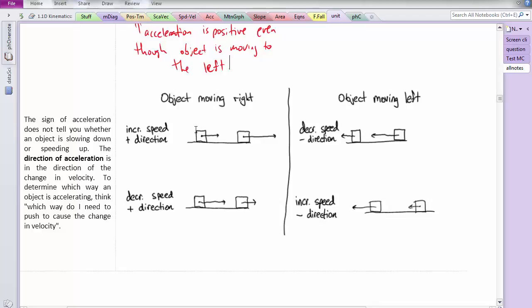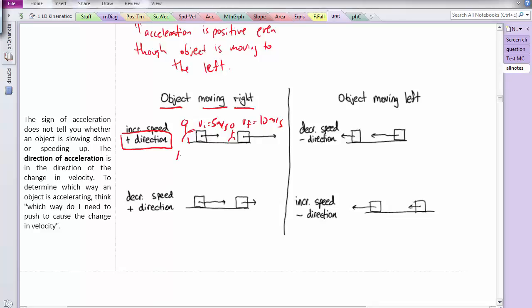So let's say the object is moving to the right. Okay, and it starts with a velocity, so v initial is 5 meters per second, and then the vector is longer here, so v final is 10 meters per second. Okay, so the easiest way to think about which way things are accelerating is which way would you have to push this box in order to get it from 5 meters per second to 10 meters per second. Well, if you're on this side pushing it this way, you're pushing it to the right. And so if you push right, then the acceleration would be positive.